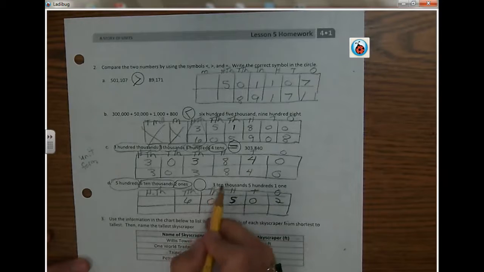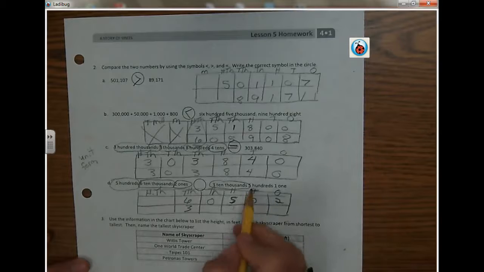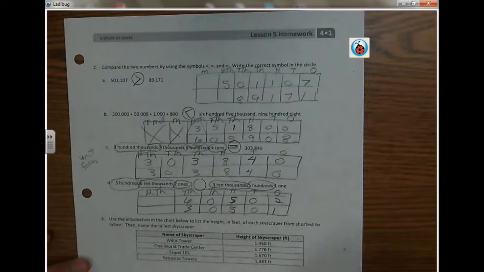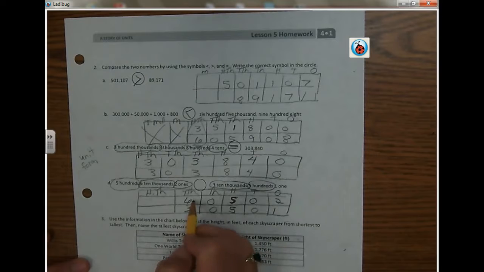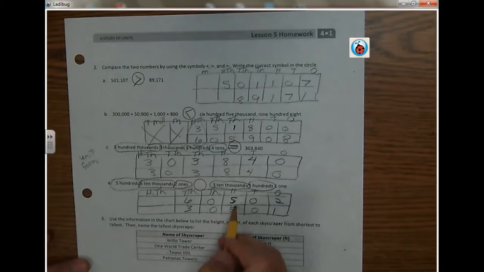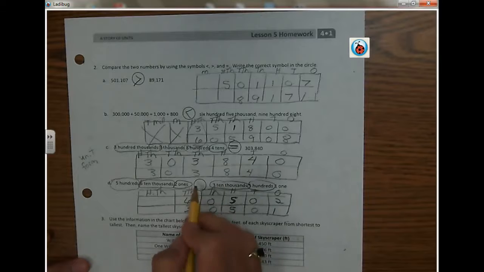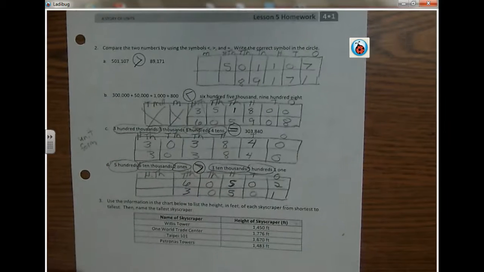Now we have 3 10,000s. That goes in that column. 5 hundreds. And 1 one. They don't have to put the unit form in order. So you really need to pay attention to that. So in this case, 60,502 is greater than 30,501. It gets a greater than sign.